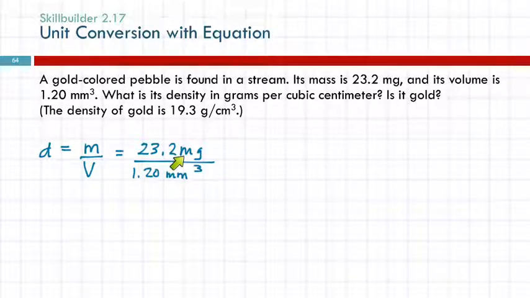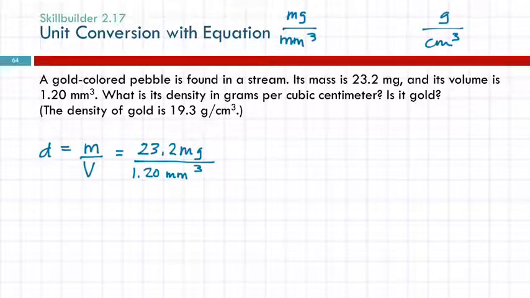So I've got milligrams per cubic millimeter. I'm going to put this up here. Milligrams per cubic millimeter. And I want to end up with grams per cubic centimeter. There are times when you have to take per units and convert them. So what we want to do here is recognize that we're doing 2 conversions.